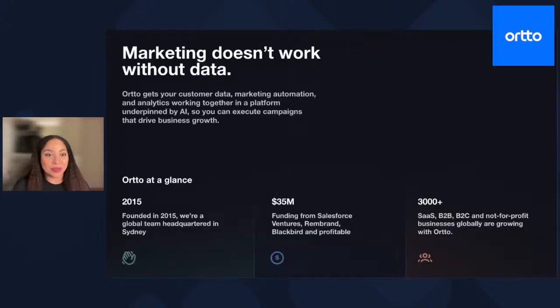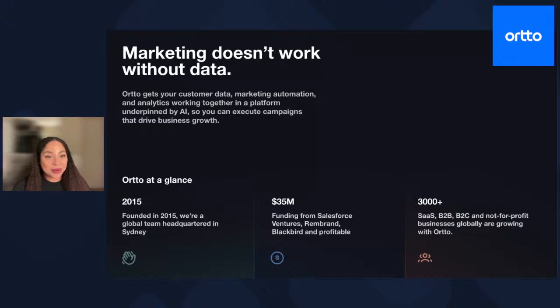So for all of the newbies on the call who haven't heard of us before, Ortto is a marketing automation platform. Our marketing automation platform is underpinned by our customer data platform, which houses all of our customer data and allows you to create really powerful omni-channel campaigns with some really personalized content using all of the data and information available within the customer data platform. We do have some AI capability within the platform as well that you can make use of to help you with some of your content building as well.